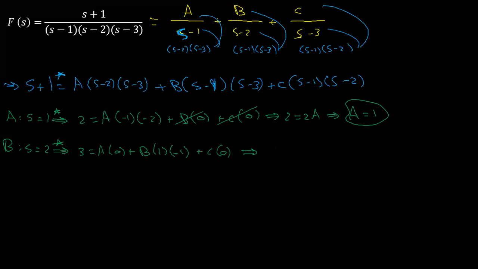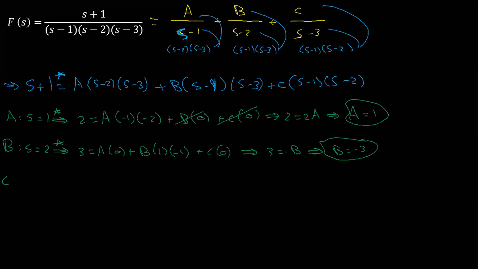So that will give me 3. I'm not sure if I did something wrong here. No, all things are right. So the 3 equals negative B. So my B is negative 3. Great, I found the second constant.